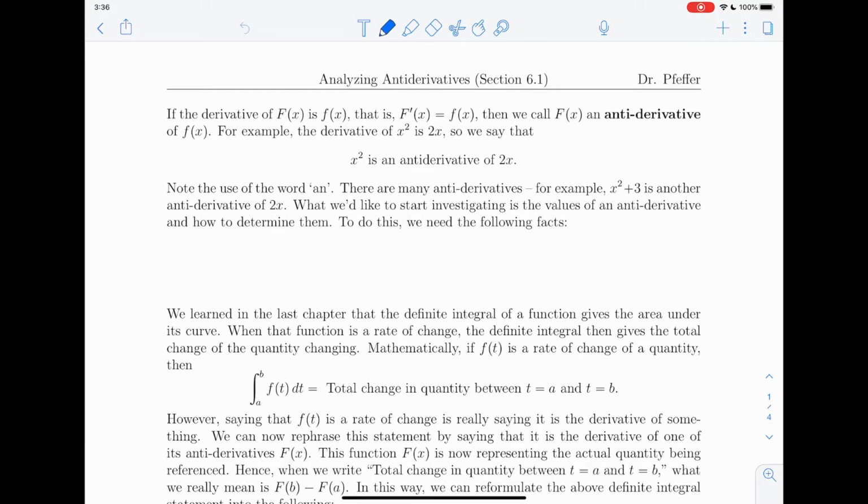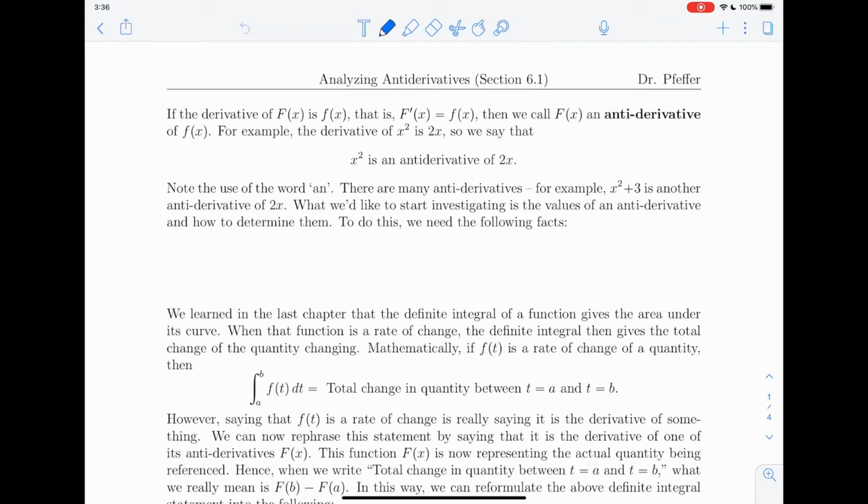In chapter 5 we introduced the notion of a definite integral, and we sort of skirted around the question of how we can find and solve a definite integral. We spent most of our time talking about what they mean, what the interpretations are. Chapter 6 here is going to begin the conversation of how to find a definite integral.